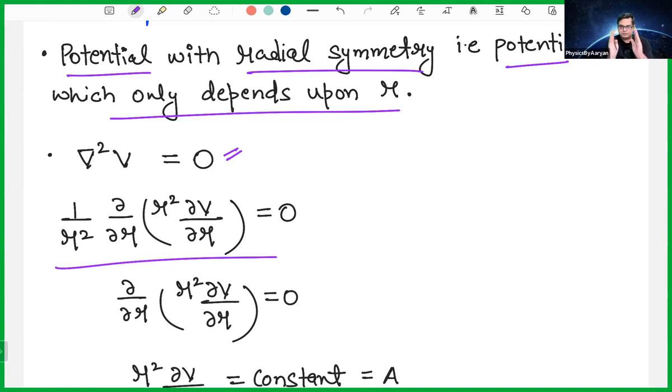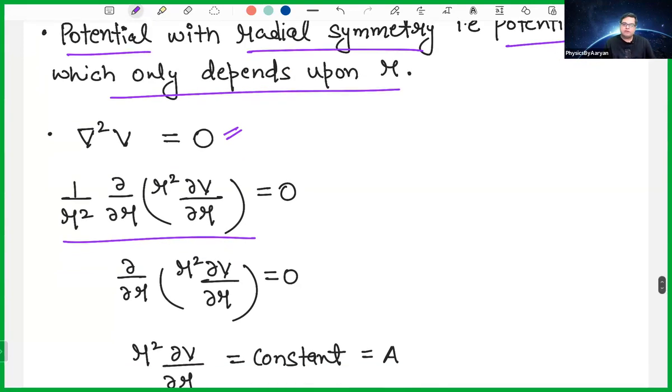So I'm just taking the first part of my Laplacian, which is 1 by r square, del by del r of r square del V by del r. This you should remember actually. In JAM also they have been asking this. This is very fundamental, very basic. In BARC OCES exam they are asking this, right? So 1 by r square del by del r of r square del V by del r should be equal to 0. This is the Laplacian in the spherical coordinate system.